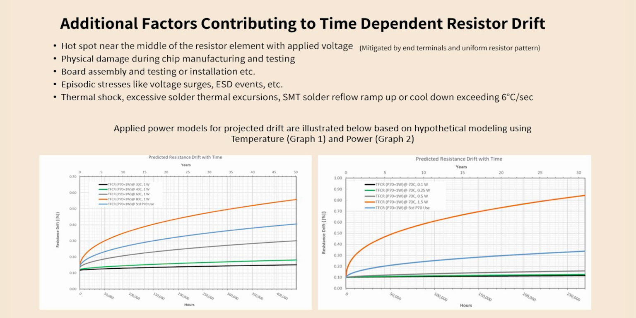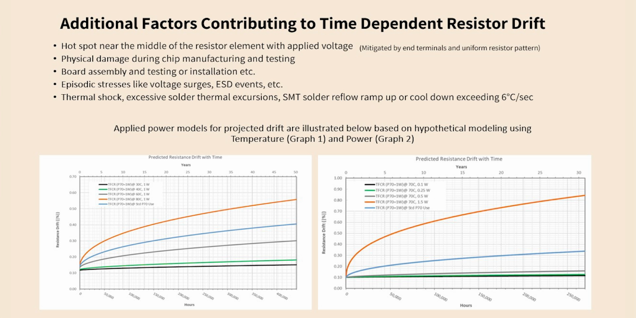Physical damage during the chip manufacturing, board assembly, or testing can also lead to increased drift, as can episodic stresses like voltage surges or electrostatic discharge events. Thermal shocks, such as excessive solder reflow ramp rates or cooling rates beyond 6 degrees per second, exacerbate mechanical and thermal stresses, further contributing to long-term resistance changes.